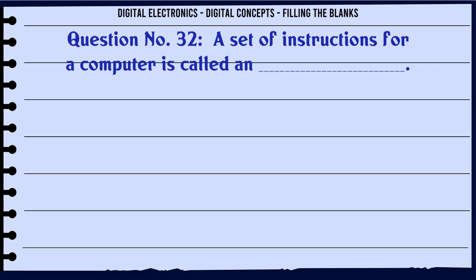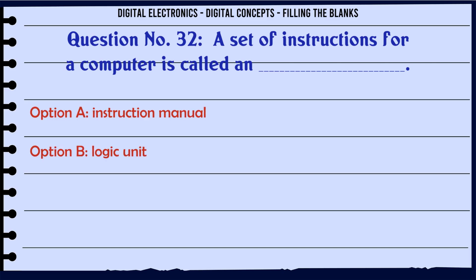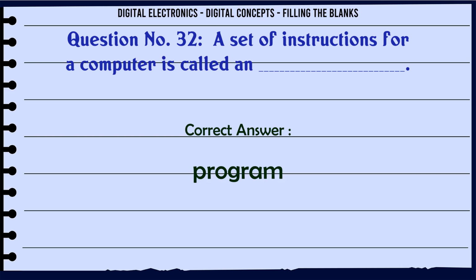A set of instructions for a computer is called an A. instruction manual. B. logic unit. C. program. D. diagram. The correct answer is program.